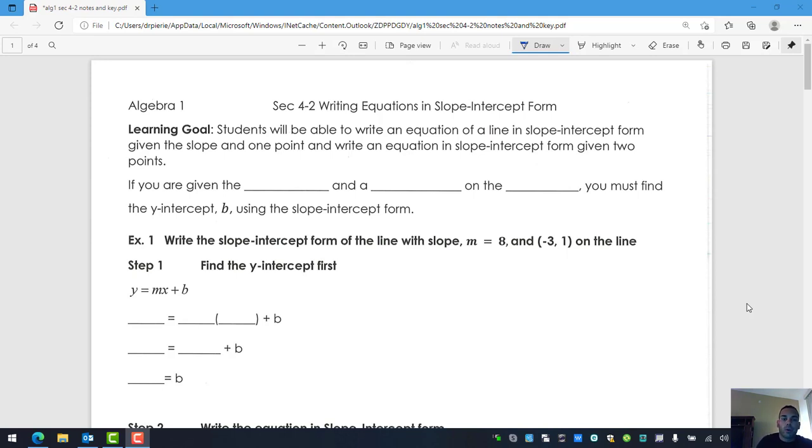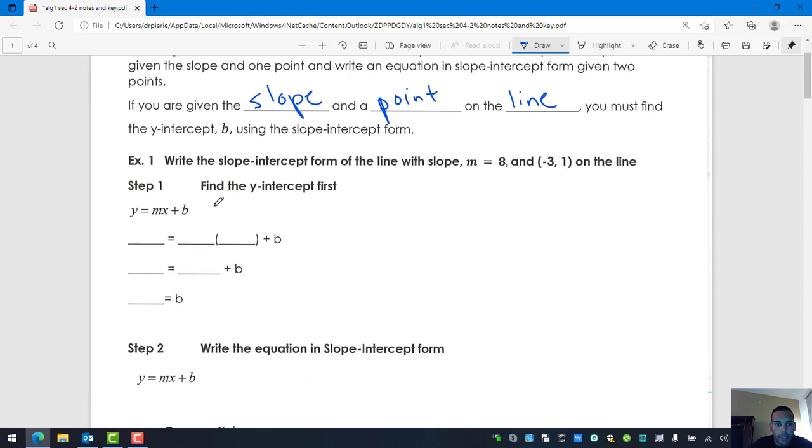Let's say if you are given the slope and a point on the line, you must find the y-intercept using slope-intercept form. Okay, so here's an example of that. If we look at example 1, it says, write the slope-intercept form of the line given the slope m is equal to 8 and the point -3, 1 is on the line.